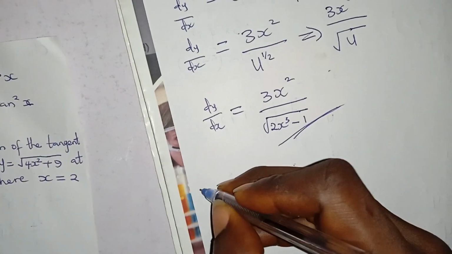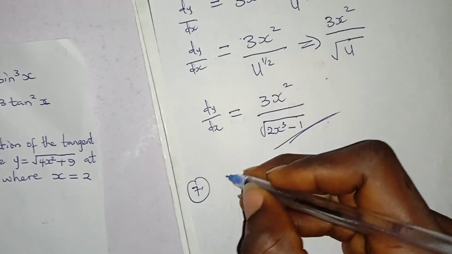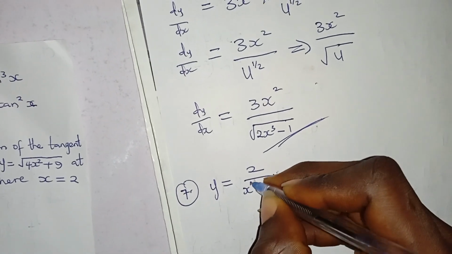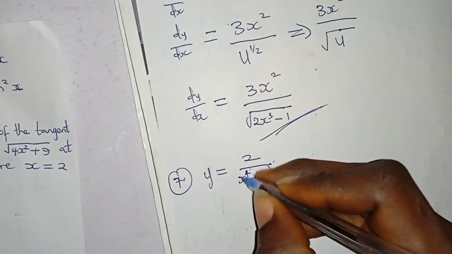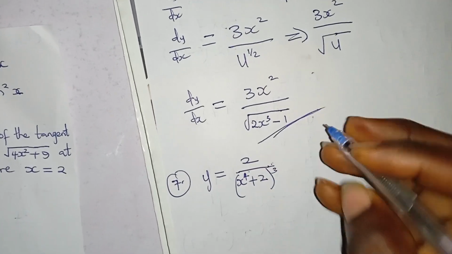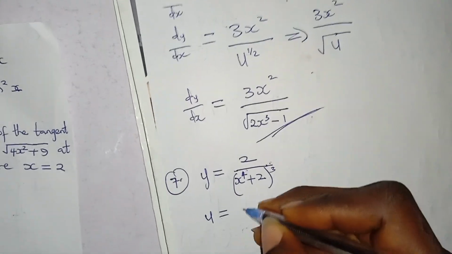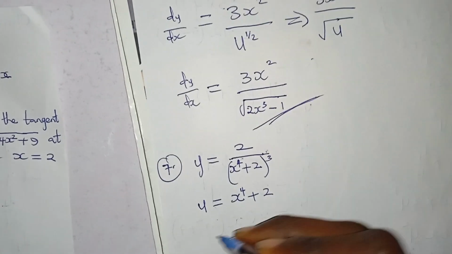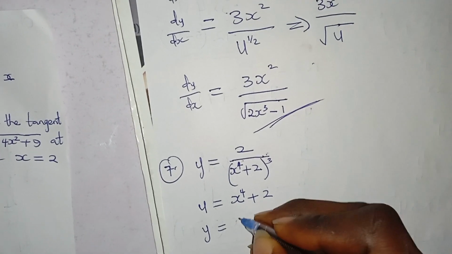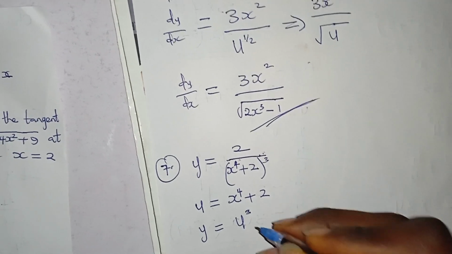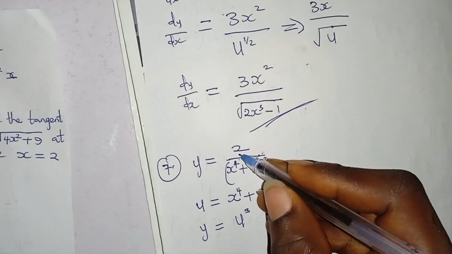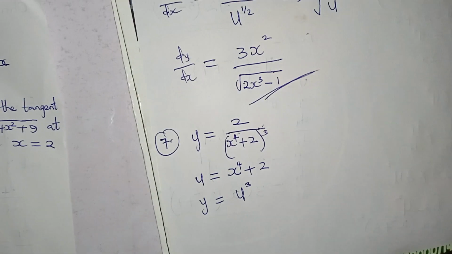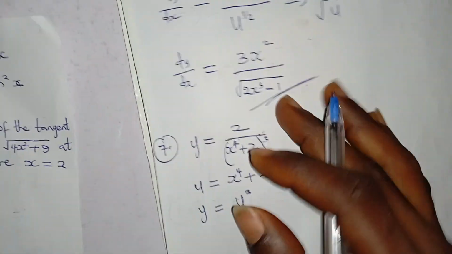So for number 7, say y equals 2 over x to the power 4 plus 2, all cubed. Now if you know this, remember that u is going to be equal to the internal function, x to the 4 plus 2. y will be equal to u all raised to power 3. And in this case, notice that there is 2 up here. So this is going to be the same as 2u raised to power 3. But let's continue first.